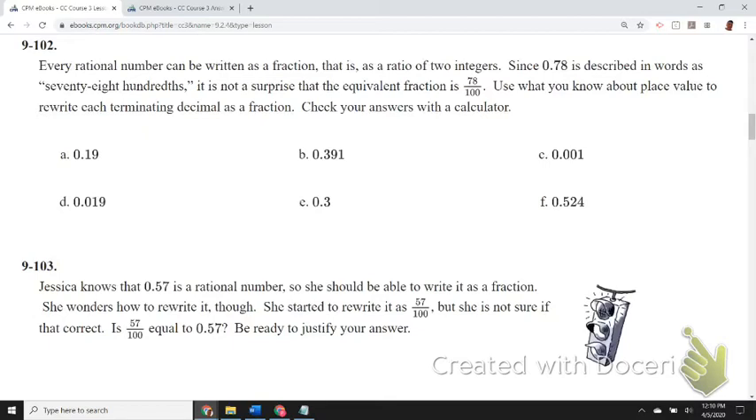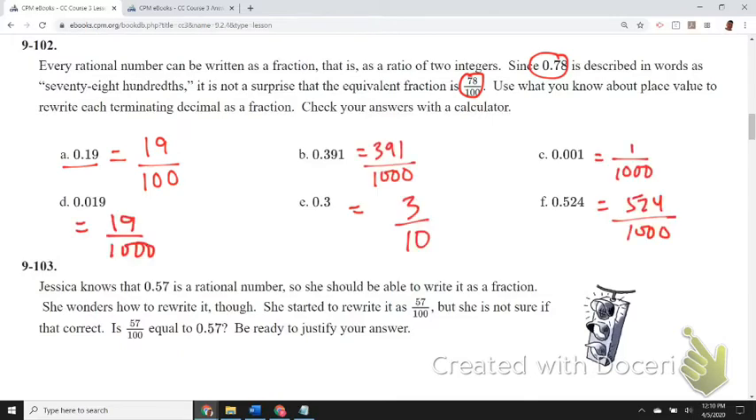Okay, so just based on that example, the example of 0.78 is the same as 78 over 100. I want you guys to give me the fraction for each one of these decimals. We'll just do the first one right now. This one is going to be 19 over 100. So see if you can use that example to figure out what the rest are. Okay? Go ahead and pause the video and give it your best.